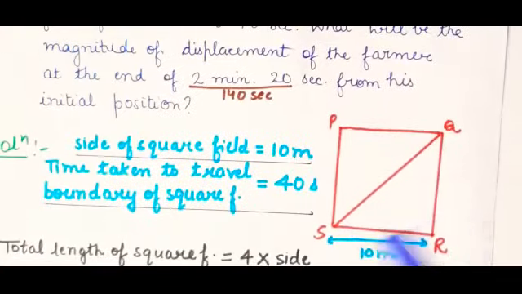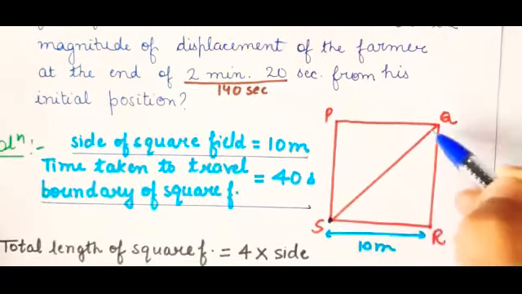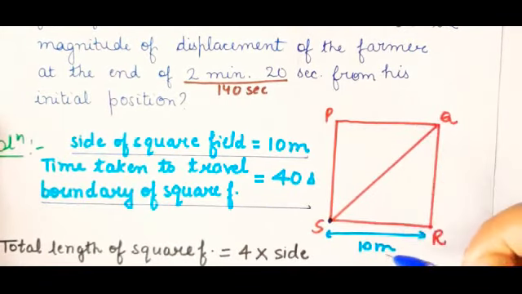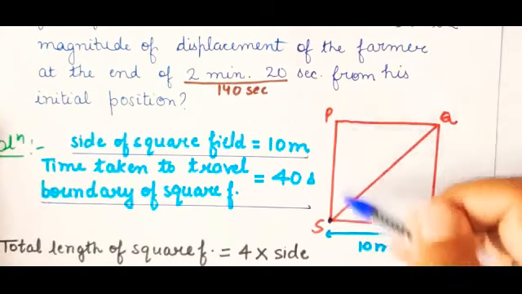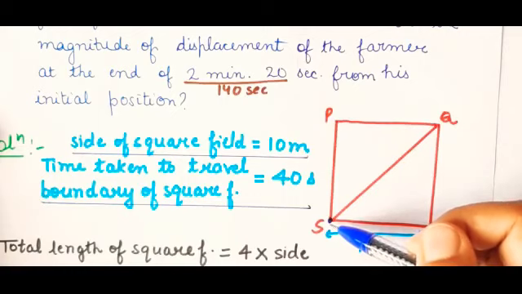Now again look at the figure. Suppose the farmer is at S. Initially the farmer is at S. Now he is moving along the boundary of the square field. First, second, third, fourth. So 4 sides he is covering, means 1 round. So it will be 40 meter. Again second round. So initially the farmer's position was at S. Now you need to calculate the position of the farmer after 140 seconds. Means what is the position of the farmer at the end of 140 seconds.